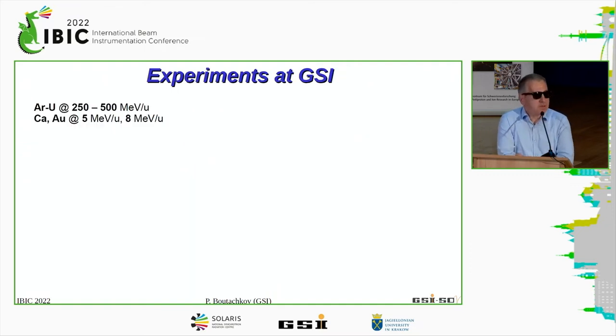What we're doing is characterizing a variety of samples with heavy ions. We were using argon up to uranium, at different energies. In some cases, as we'll show you, we had to go to lower energies to be able to go to higher fluxes.